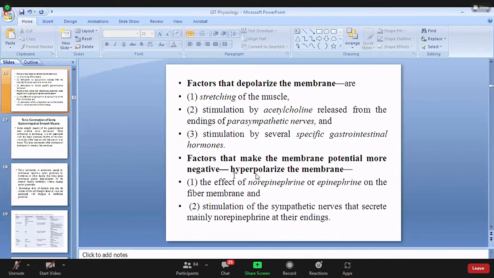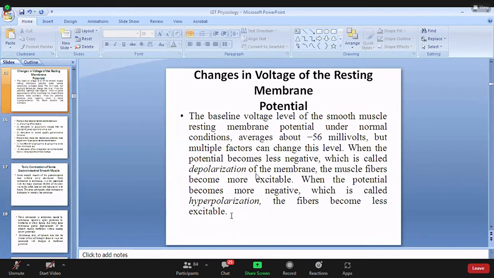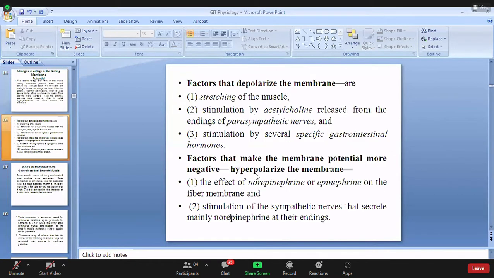Depolarization and hyperpolarization. Depolarization means when the nerve fiber is going more positive. That is, it is stimulating. Right? So it is exciting the muscle fiber. That is the depolarization. And hyperpolarization means beyond the resting level. That is, the nerve fiber becomes less excitable. The fiber becomes less excitable.